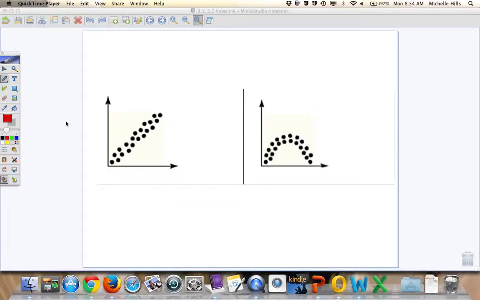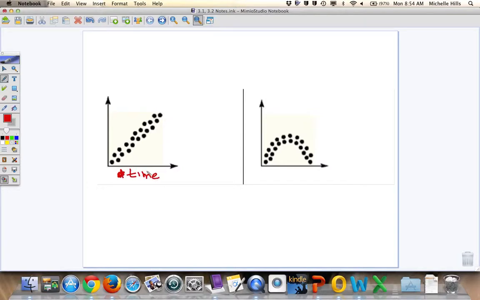Going to look at in these first two learning targets are looking at scatter plots and determining what kind of correlation, if any, that the points have. Now, typically on your test and in other places, you're going to see these graphs with actual labels like this one could have been time, and this one might have been distance.